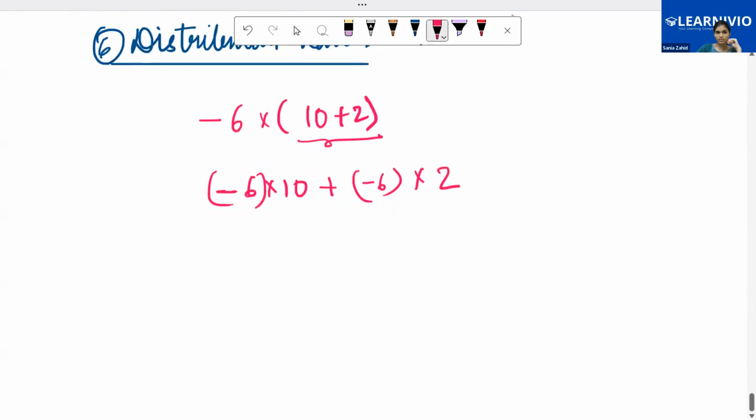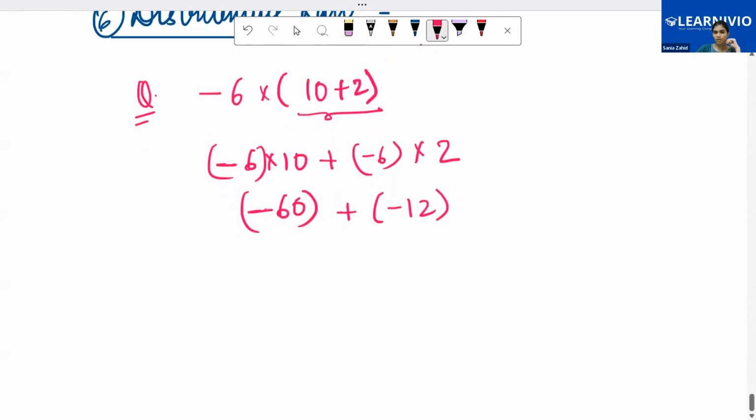Now I will solve it. So minus 6 into 10 is minus 60. Then there is a plus sign. Then minus 6 into 2 is minus 12. Now we will solve this. So minus 60, what sign will I put here? I have two opposite signs together, so what will I put? Minus 12. So what is minus 60 minus 12? It is minus 72. Right? So that is how I'll get my answer.